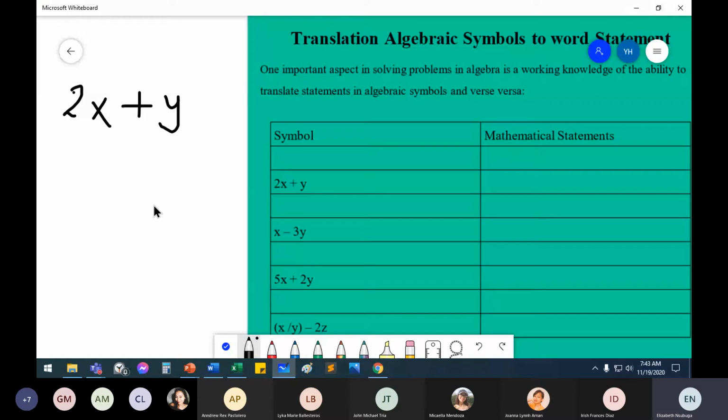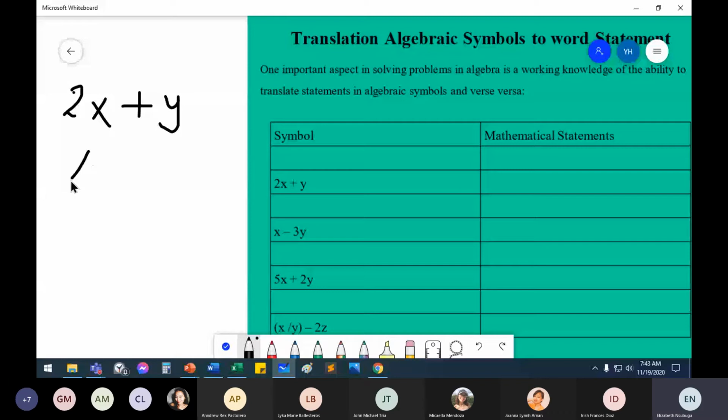the product of 2 and x, the sum of y and the product of 2 and x, or the product of 2 and x added to y, or the sum of y and the product of 2 and x. So you see, there are many ways you can write it. That is why I don't give questions in the exam like this.